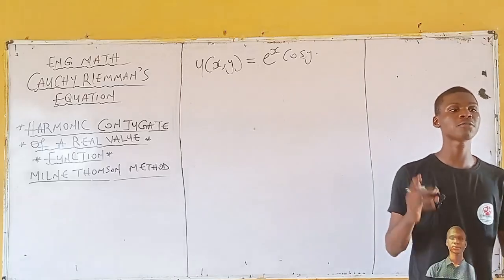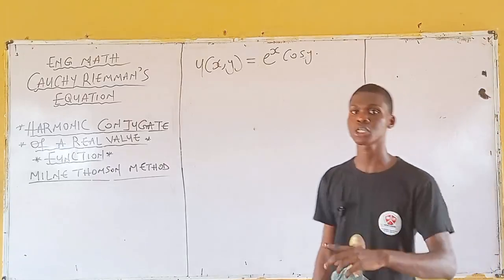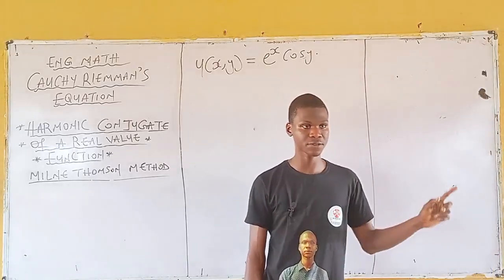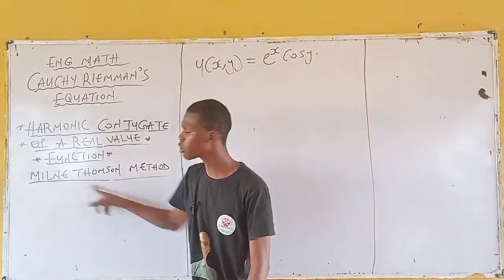The harmonic conjugate of a real value function. We've seen that we have two methods, right? The first one is using the partial derivatives, while the second one is the Milne-Thomson method.